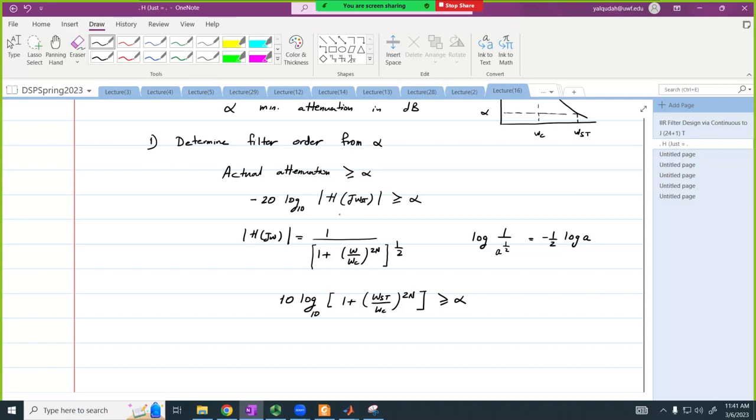So you just plug in omega stop for omega? Well, this is in general, yes. For this, if I plug in omega stop here, it will be omega stop. This is for any omega.